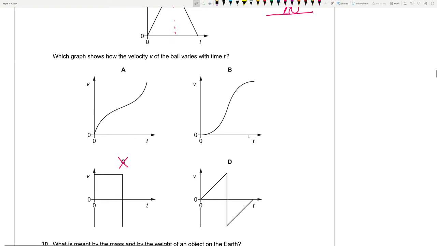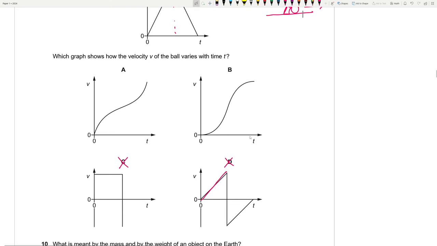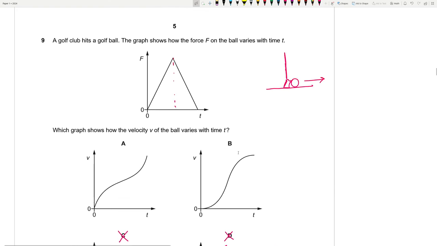And over time the velocity will actually increase. So D is completely wrong because it shows that it increases and then the velocity becomes negative. That's not possible because the golf ball will go forward. This graph is showing that the golf ball goes forward and then comes backward, which is impossible. So it's between A and B.